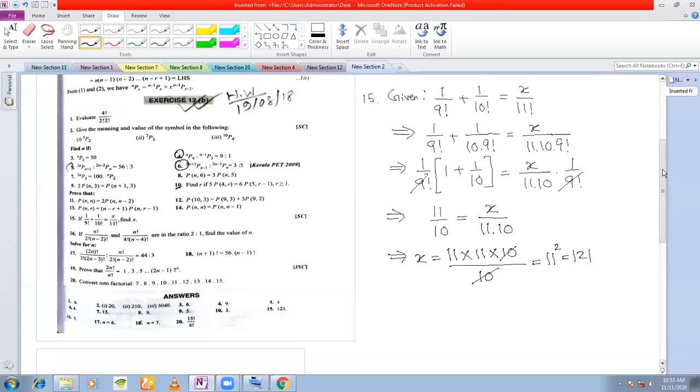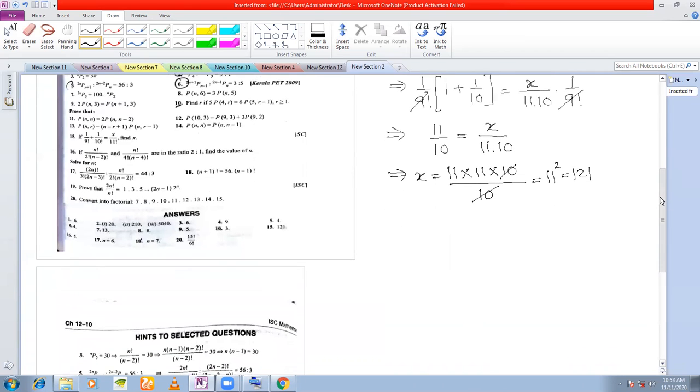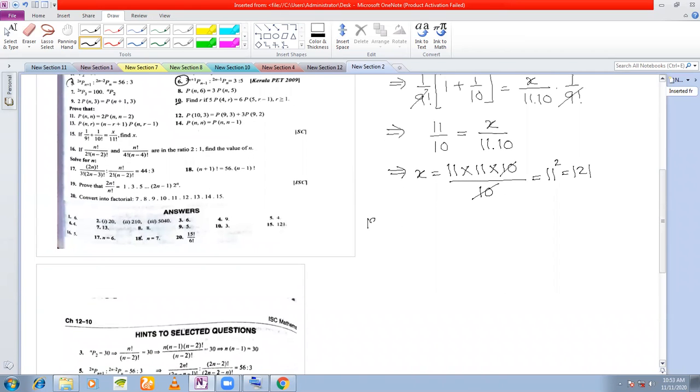Let us see the next question here, which is number 19. You need to prove that 2n factorial by n factorial is equal to 1 into 3 into 5 up to 2n minus 1 into 2 to the power of n. So we start from the left hand side. Left hand side is 2n factorial by n factorial.